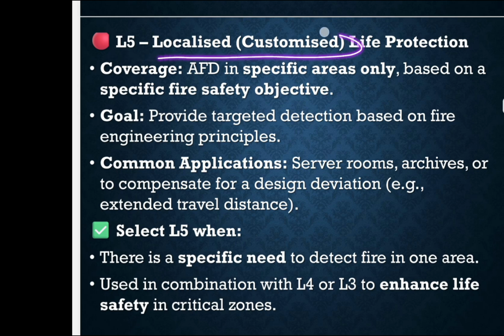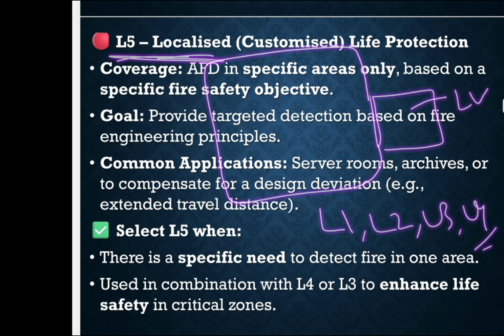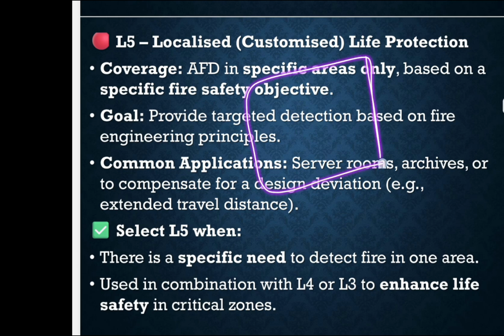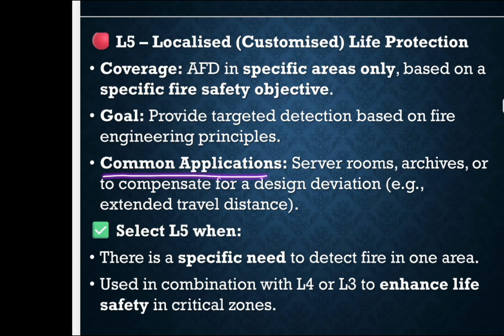L5 is a localized and customized fire alarm protection system, and it is not related anymore to L1, L2, L3 and L4. This type of fire alarm protection system is required in a special room, like an LV room, where other rooms are connected with this LV room. So other rooms have L1, L2, L3, L4 protection, and this LV room can have L5 type of special fire alarm protection system. It is localized and customized, and we can use this L5 fire alarm system in a server room, archives, or a compartment for the design deviation.